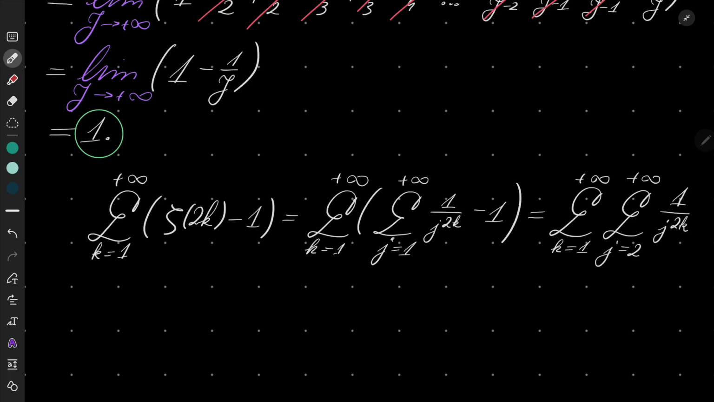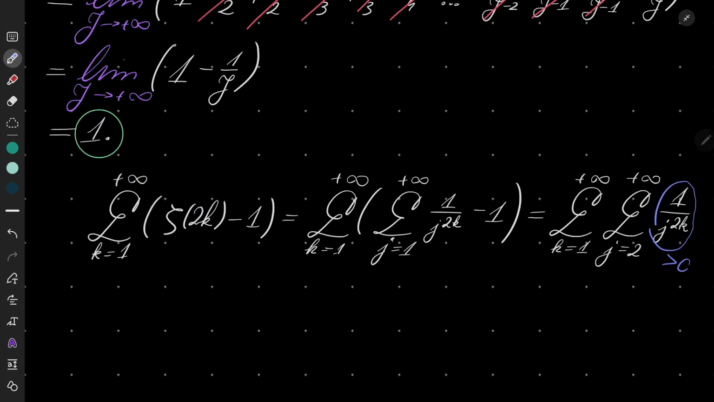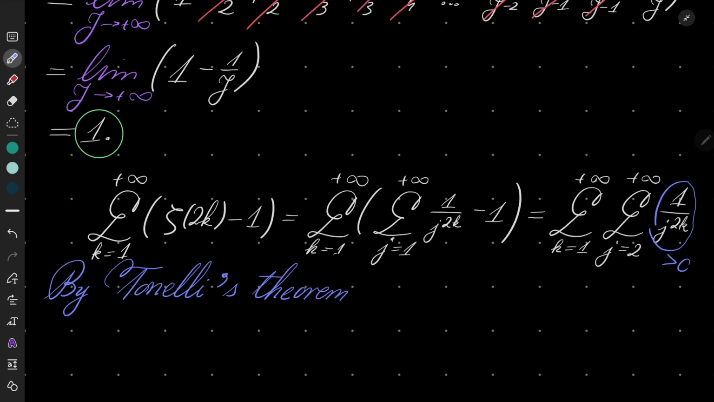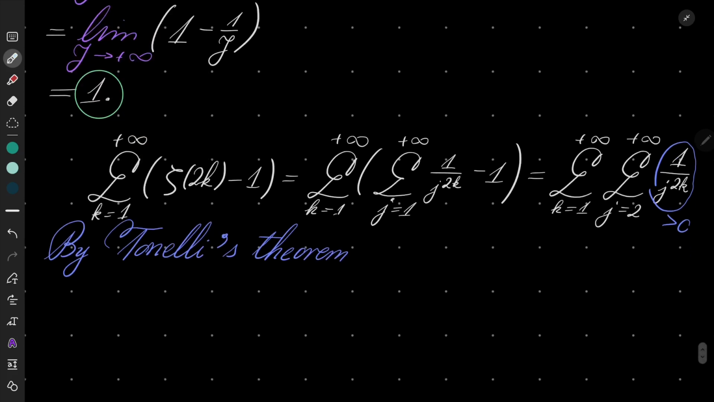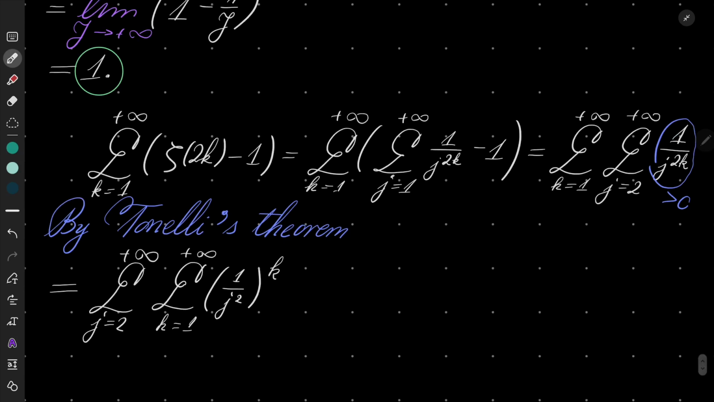Very nice, and now again our terms are positive, so by Tonelli's theorem once again, we can freely exchange the order of summation. So I have the sum over j, the inner sum is over k, and I have again 1 over j squared to the power of k, and once again I have a geometric progression. So I have a sum which goes from j equals 2 to infinity.